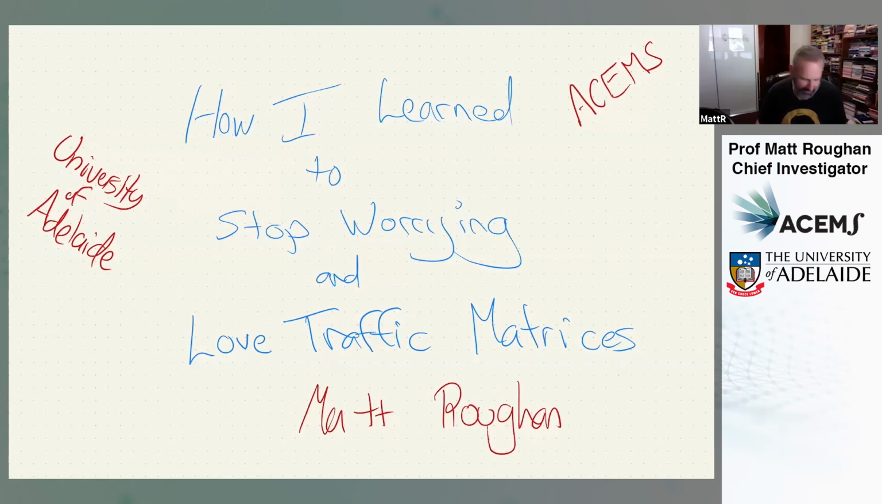My name's Matt Roughan. I'm from the University of Adelaide and ACEMS, and I'm going to be talking today about traffic matrices, as you can probably guess from my brilliant title slide.